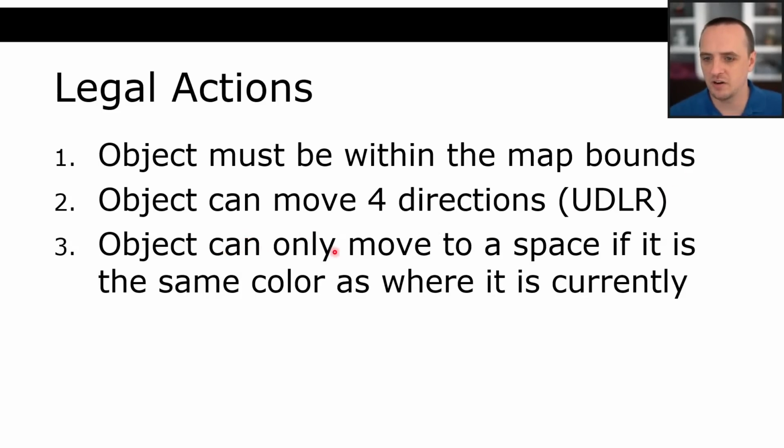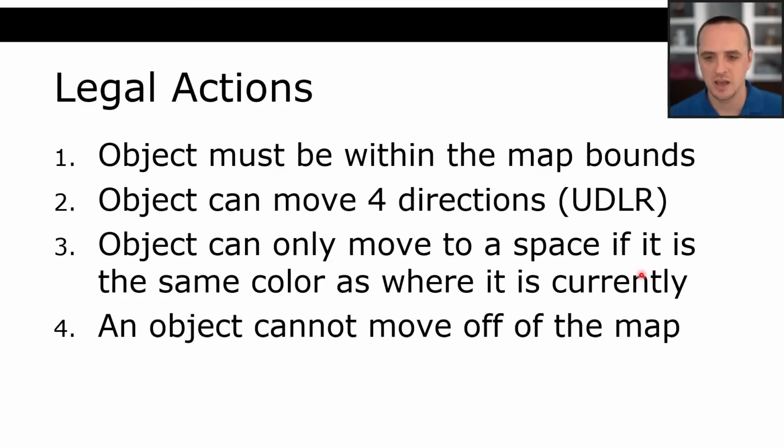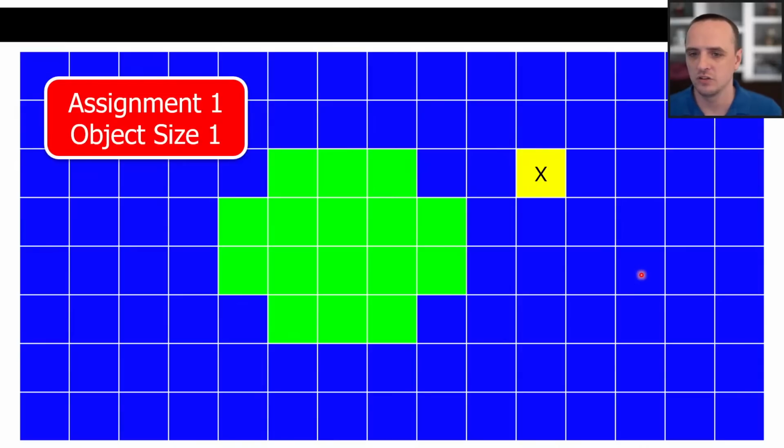The object can only move to a space if it is the same color as where it is currently. I'll give an example of that in a second. And an object cannot move off of the map. So what does that mean? For assignment 1, we only have objects of size 1. We won't worry about size 2 until we get to assignment 2 in a few lectures. For assignment 1, all of our objects are just living at a grid location.